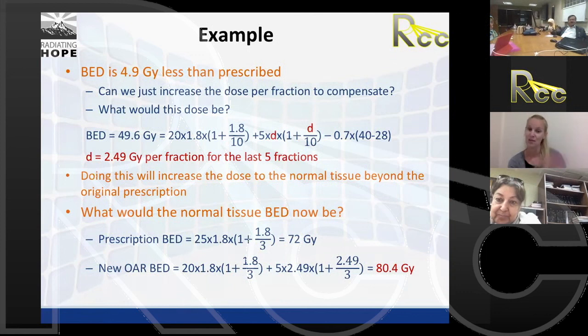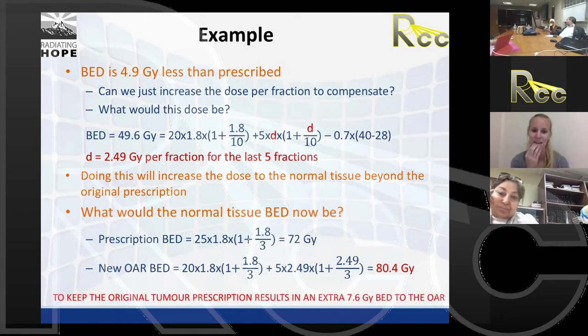Some departments I've worked in, they've asked the physicists to do all these calculations. In other departments I've worked in, the oncologists do all the calculations and we're left in the dark with it all. I think a mixture of both is always a good thing. I think it's important as physicists for us to understand this as well, so we can be actively involved in the conversation. So to keep the original tumour prescription would result in an extra 7 gray biological effective dose to our organs at risk in this scenario.